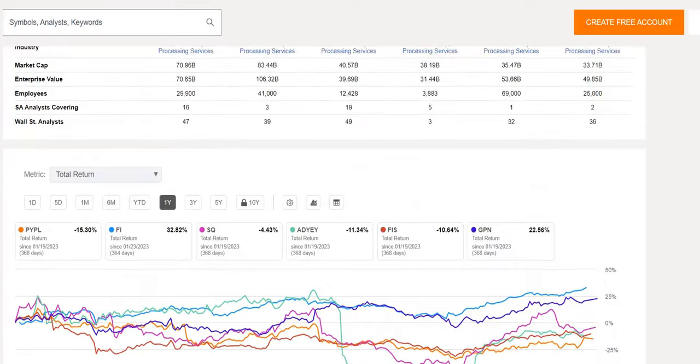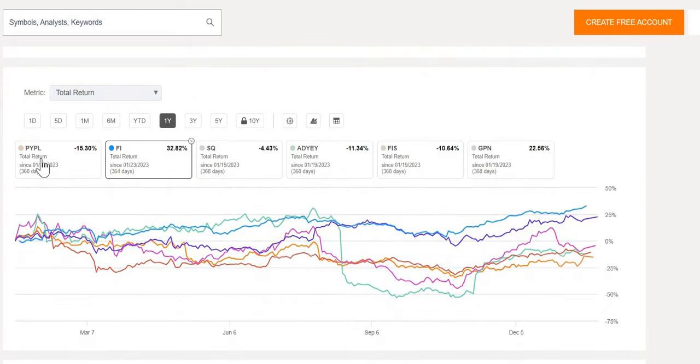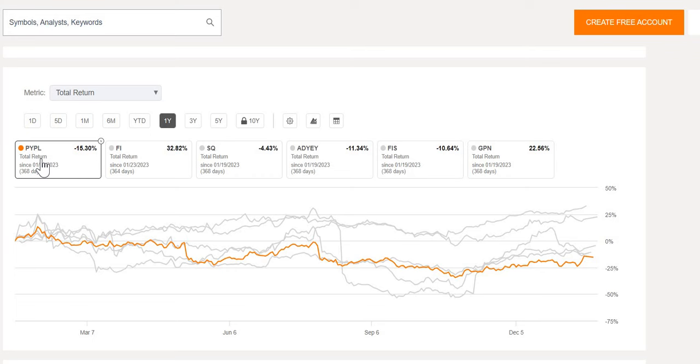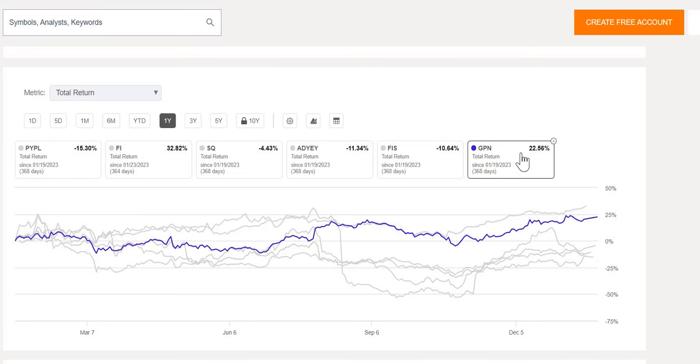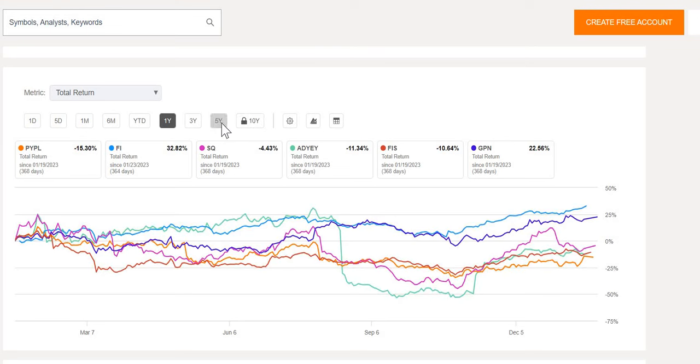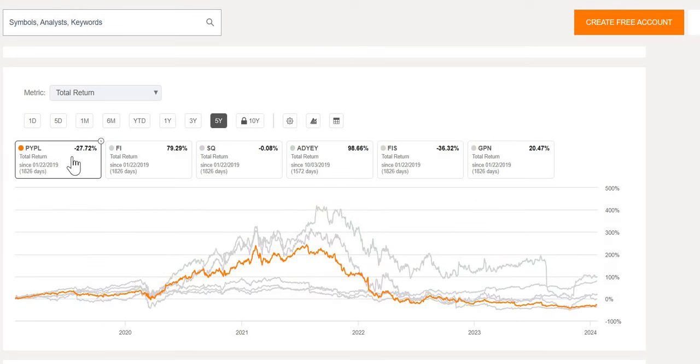Now taking a look at some of the competitors in the transaction and payment services, we have Fiserv, Block, Adyen, and a few others. So let's take a look how they have performed over the last year. PayPal is down 15%, one of the worst performing. And we do note, in fact, in this industry, only two, Fiserv and Global Payments, were the only ones that were positive. And when we expand that to over the last 5 years, we can see PayPal is one of the worst performing, but we note for the majority of them, they did return positive returns.